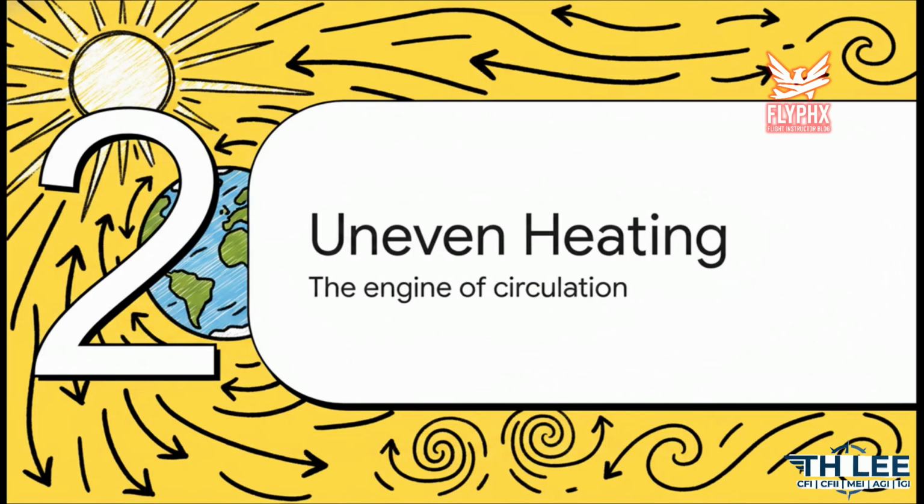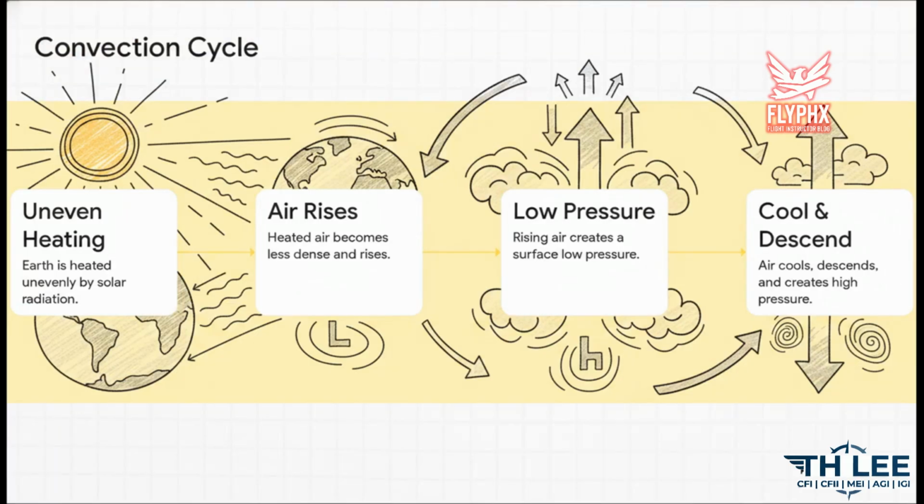Section 2. The engine of uneven heating. Let's see how solar radiation acts as the ultimate engine for atmospheric circulation, or, what we normally just call wind. The fundamental reason we even have wind is the uneven heating of the Earth's surface by incoming solar radiation.